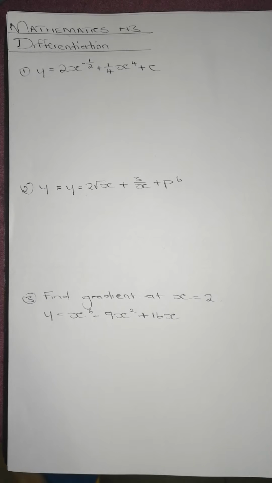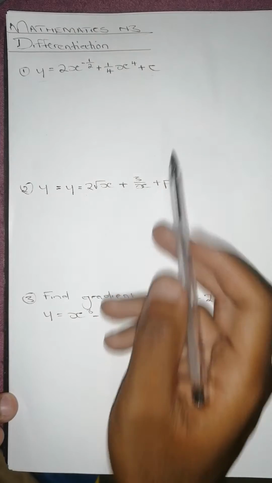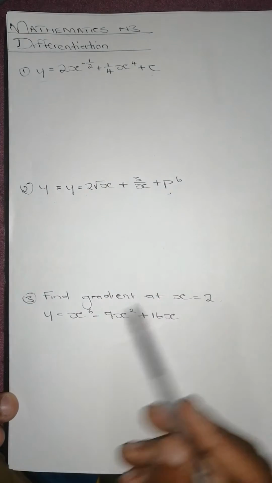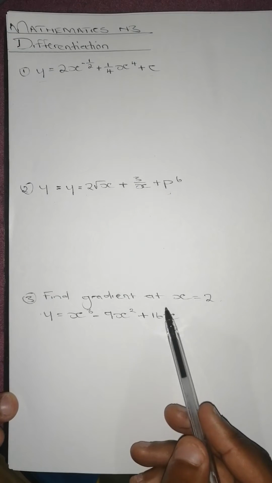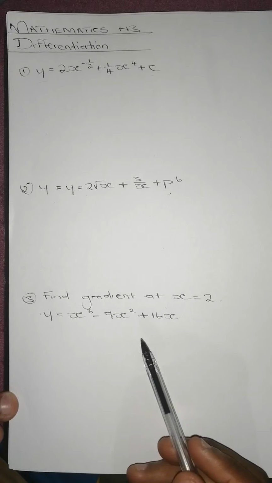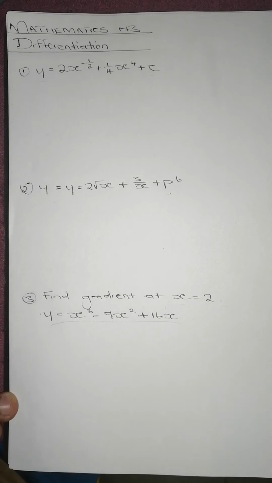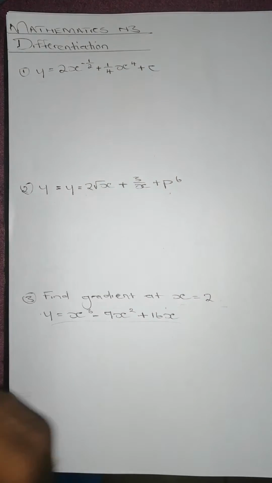We're doing mathematics and differentiation. We've got 3 questions here. The first one says we should differentiate this, the second one this, the third one says we should find the gradient of the tangent to the following curve at the point x equals 2, and this is the equation of the curve. So let's start with the first one.